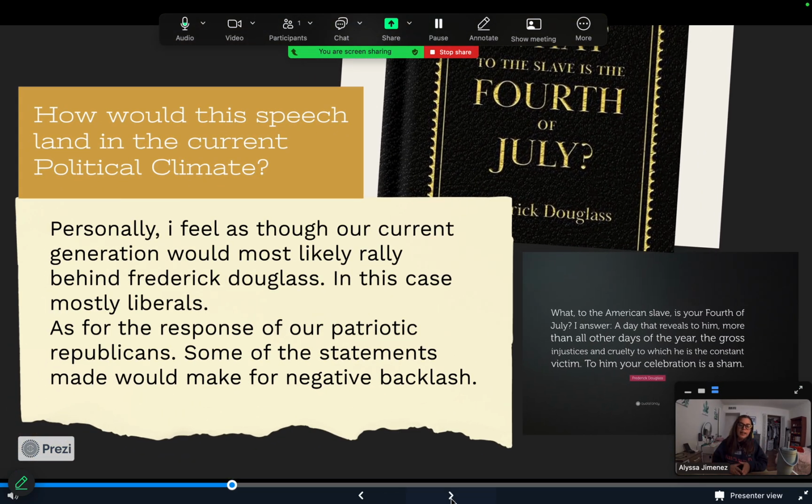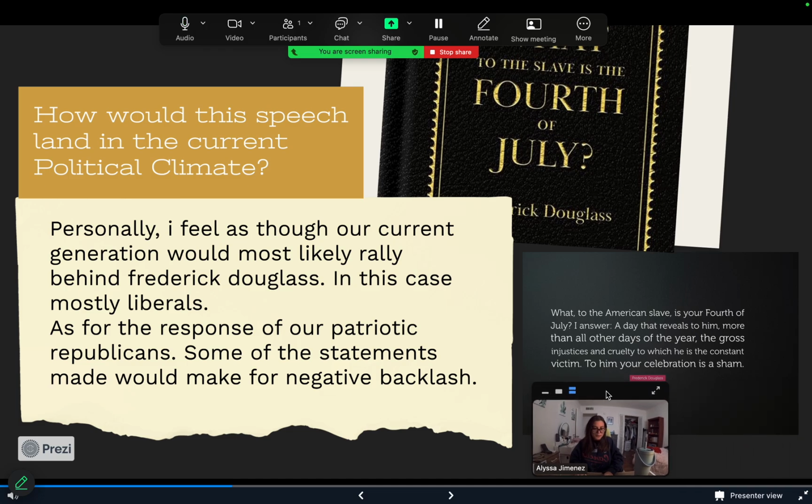How would this speech land in the current political climate? We are in a very opinionated generation, and opinions are often louder now because we have social media. There's headlines, there's tabloids, there's magazines, there's the internet where nothing can be disappeared or rewritten or resaid because it's already there. We would find it, point it out and be like, you did this, and we would cancel you. That is just the generation that we're in, guys.